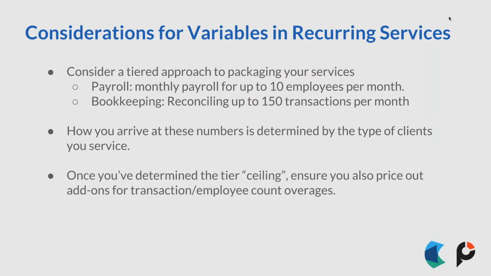Once you've determined the tier or the ceiling, ensure you also price out your add-ons for that as well. So if you go over 150, you might bill it out in blocks of 50, blocks of 100, whatever it may be. So it's not that they're locked into a new monthly fee forever. It's just that whilst they've got more than what they've agreed upon, that price will be X. I think it's important to call that out when you're having the conversation.